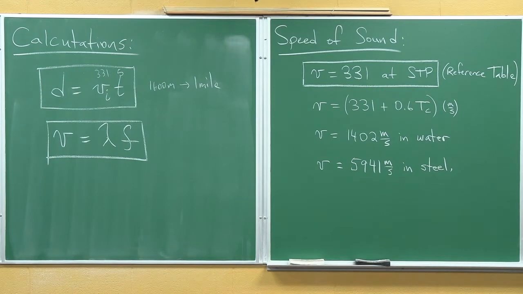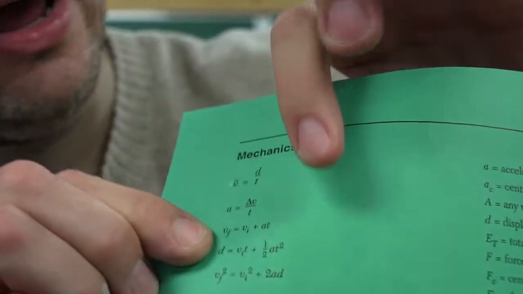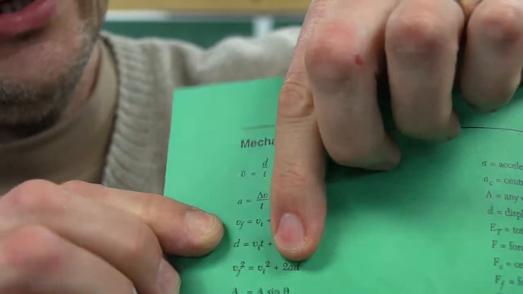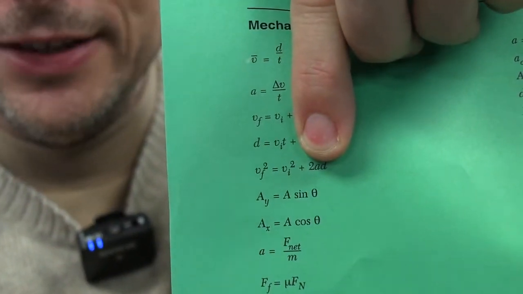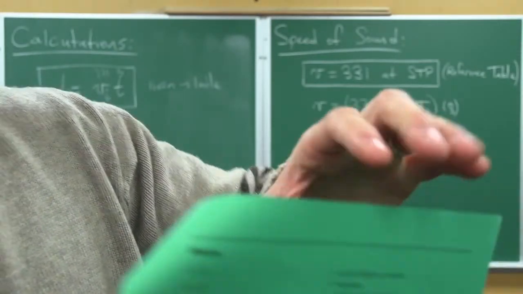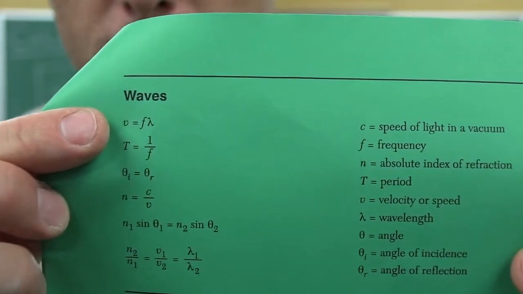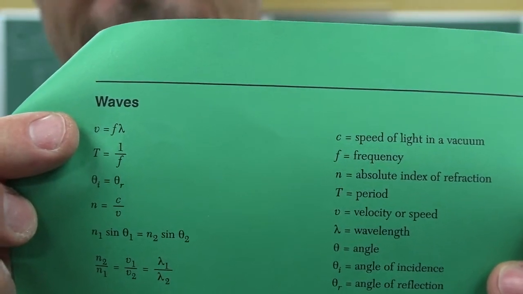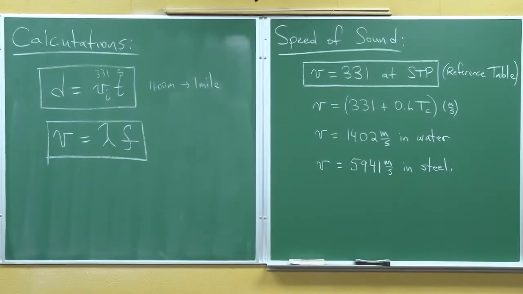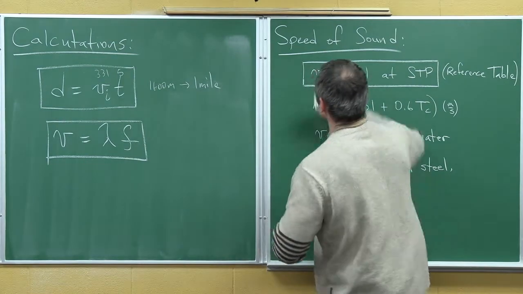This is all the way back in the mechanics section. You see the whole formula is d equals v_i t plus 1/2 a t squared. Obviously, sound doesn't accelerate, so we just use d equals v t. Then v equals lambda times frequency. I talked about that in the last video when we talked about waves in general. It's in the wave section: v equals frequency times lambda. Okay, so let's make room for the next bit of notes.